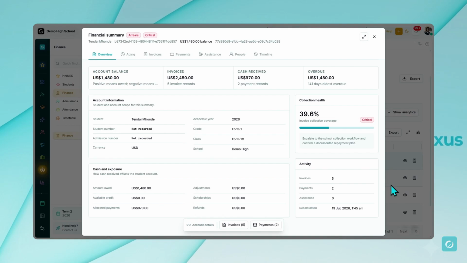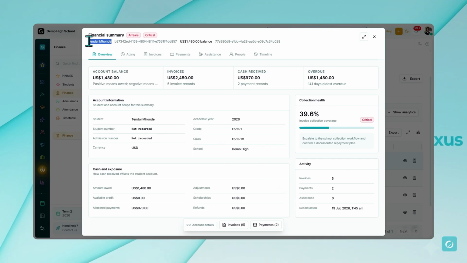Let me start with a real finance question. A family contacts the school and says, "We made a payment of $475. The student still has an outstanding balance. Where did our money go?" The bursar should not have to search through bank files, invoices, and spreadsheets separately. They should be able to answer that question from one connected financial record.